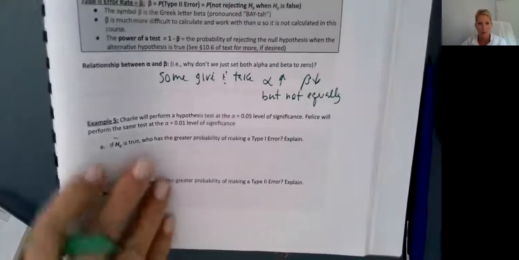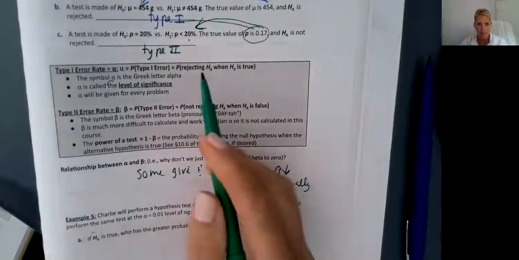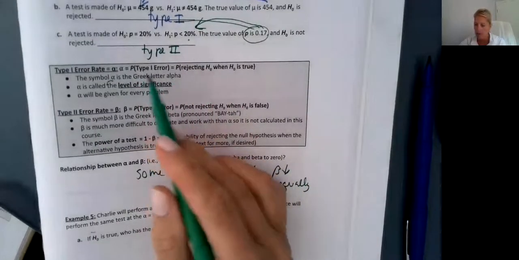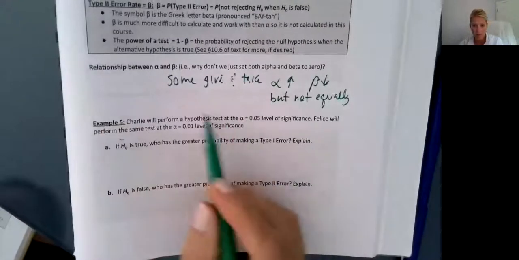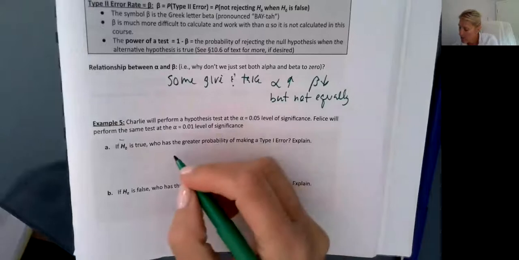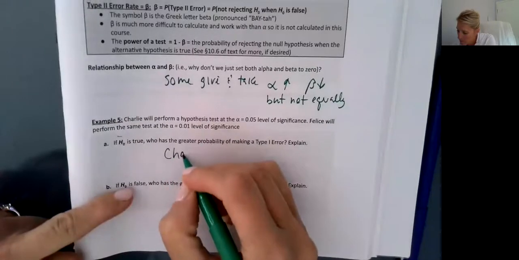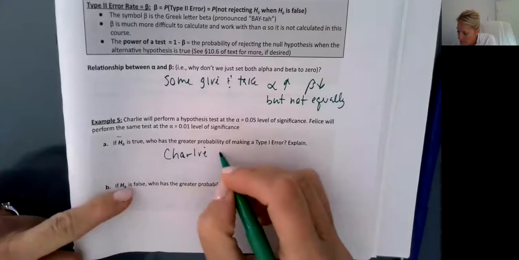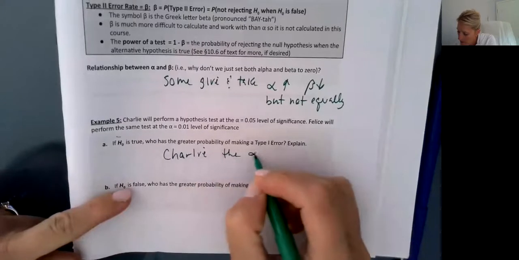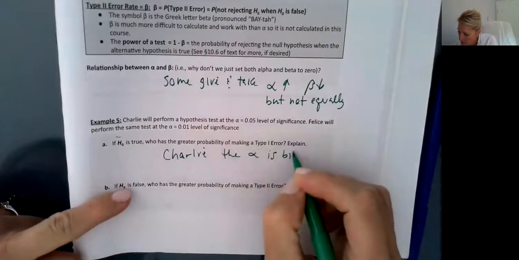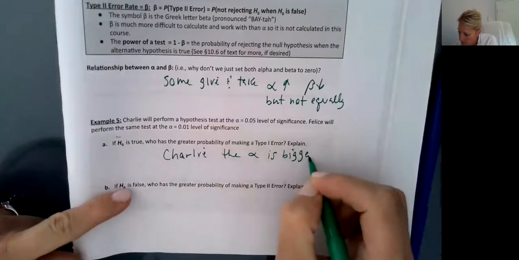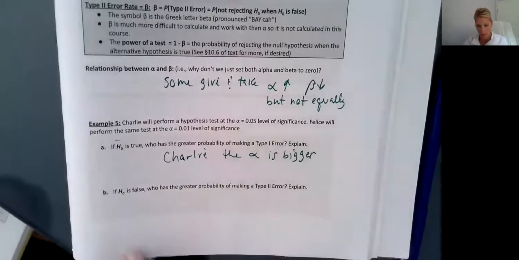Okay, so remember, alpha by definition is the probability of making a type 1 error right there. So whoever has the bigger alpha, which is Charlie. The alpha is bigger. And alpha by definition is the probability of a type 1 error.